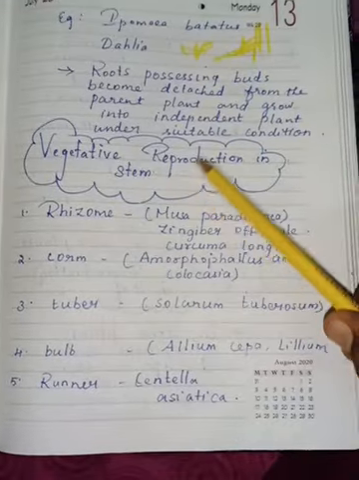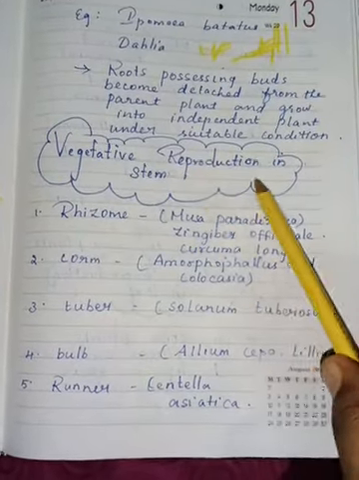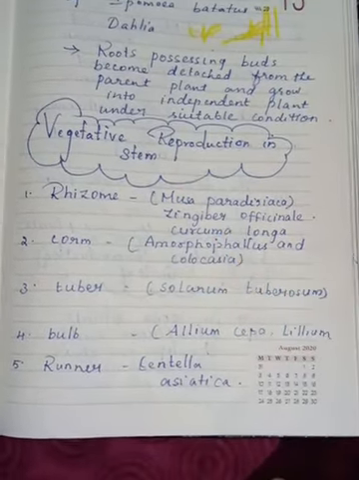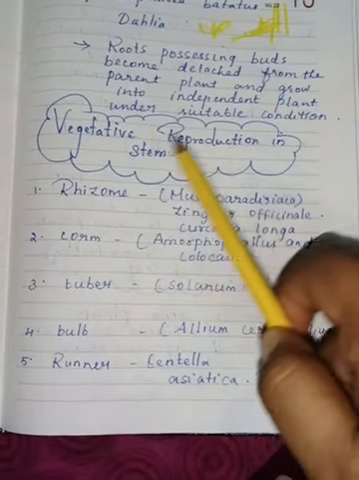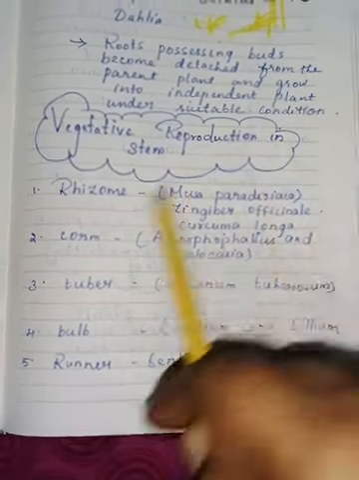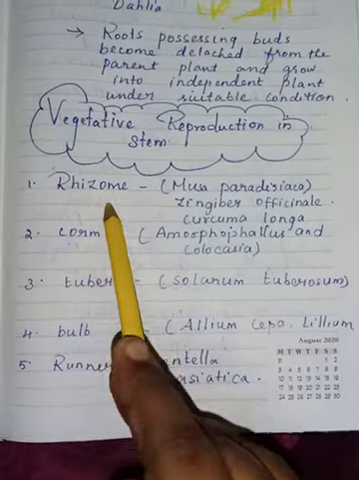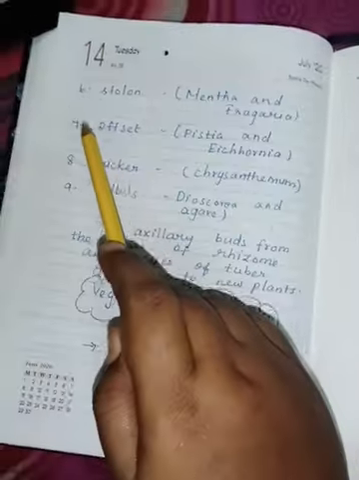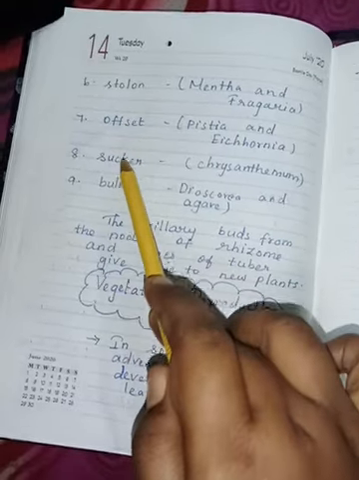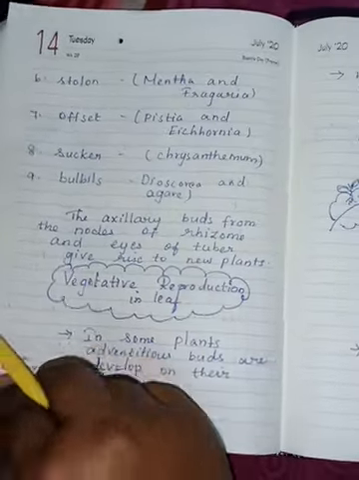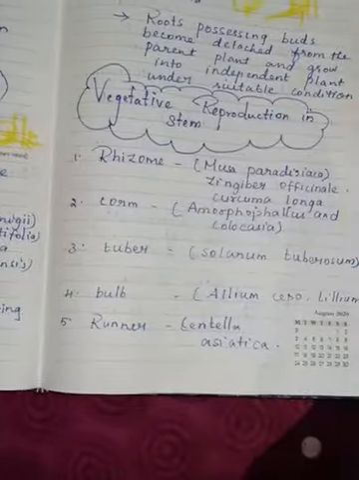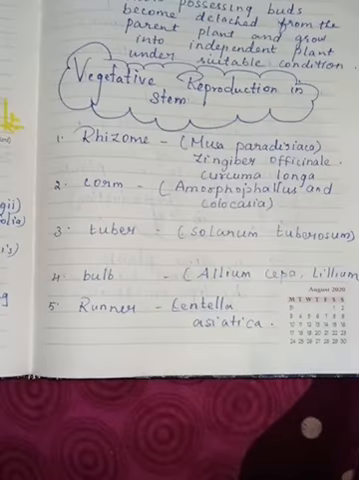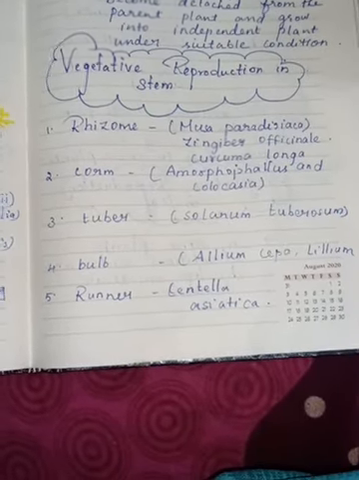Next we will enter into vegetative reproduction in stem. Vegetative reproduction in stem is the easiest one, and important also: rhizome, corm, tuber, bulb, runner and stolon, offset, sucker and bulbil. Nine types of vegetative reproduction are there. First one is rhizome.